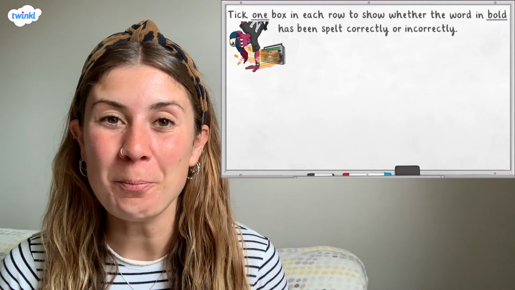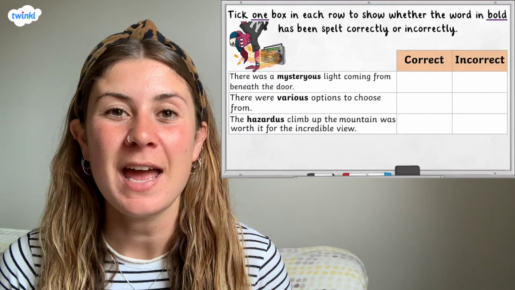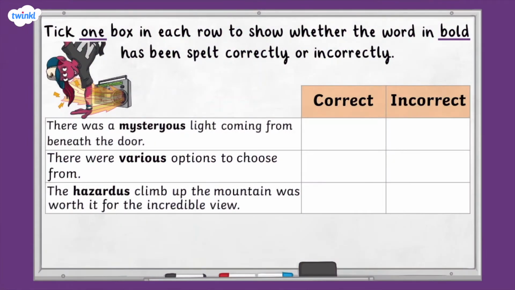For the next question, you're being asked to tick one box in each row to say whether the word written in bold has been spelt correctly or incorrectly. Here's a top tip. Look carefully at each word and read it out loud. If it doesn't look or sound right, it might be because they've been spelt incorrectly. Let's take a look at the sentences.